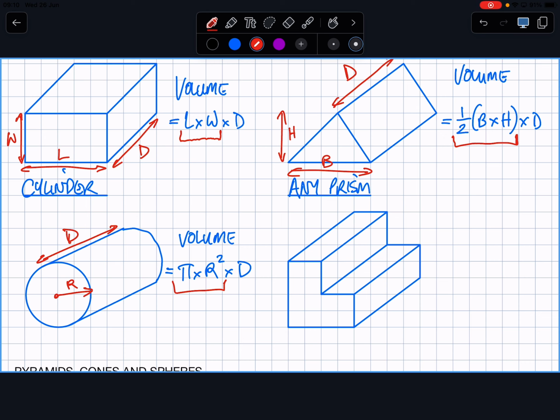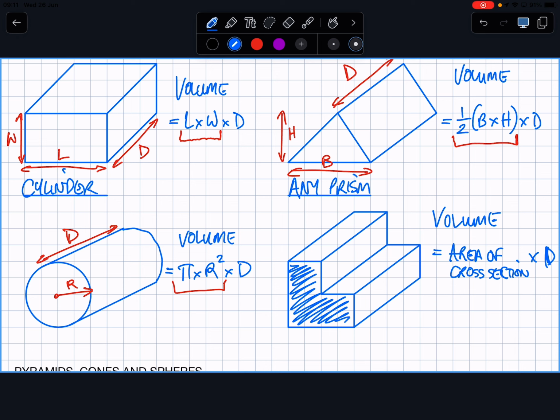Which allows us to find the volume of any prism. Because the volume of any prism, it doesn't matter what the shape is, is the area of cross-section times the depth. So as long as you know this, could I break this L shape up into a couple of shapes that I could find the area of? As long as you know the area of cross-section and you times it by the depth, you can find the volume of a prism.